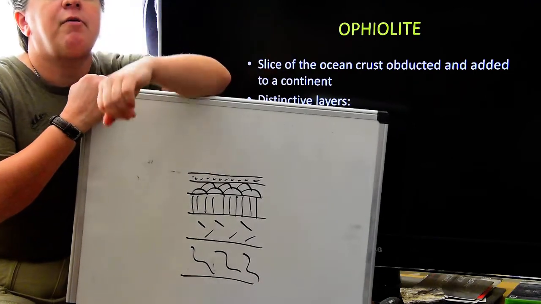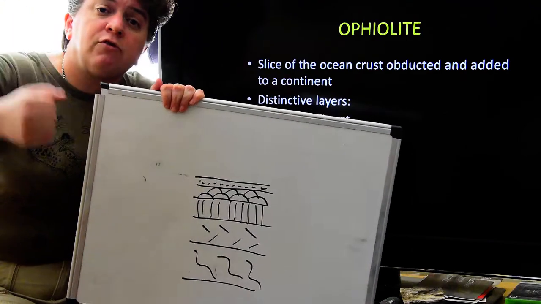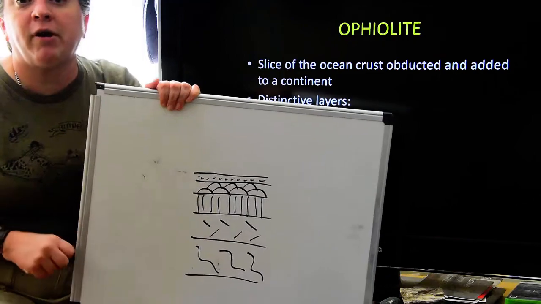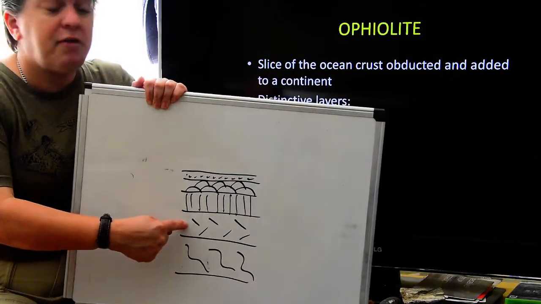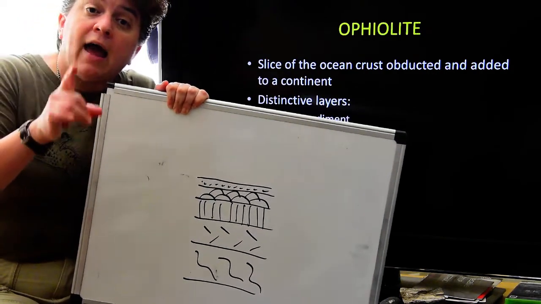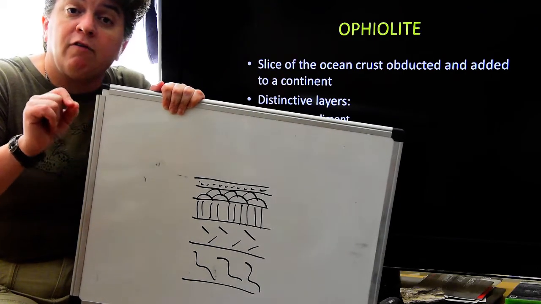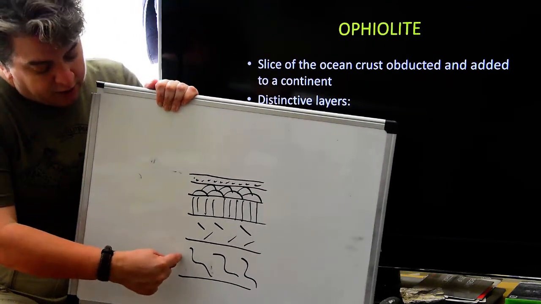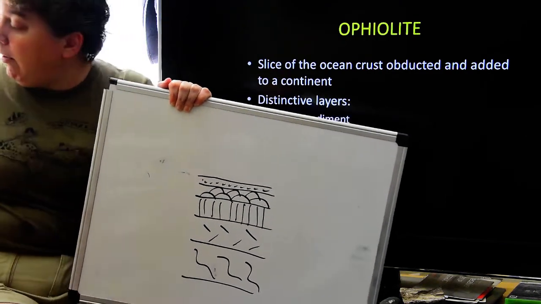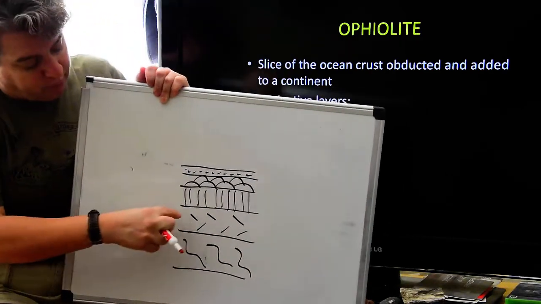Sheeted dikes are simply where you don't just have one dike, you have many of these intrusive igneous dikes basically kind of cutting across each other and forming on top of each other. Underneath that, you get gabbro intrusions. Remember, gabbro is the intrusive igneous equivalent of basalt. And then under that, you get peridotite, often metamorphosed peridotite.